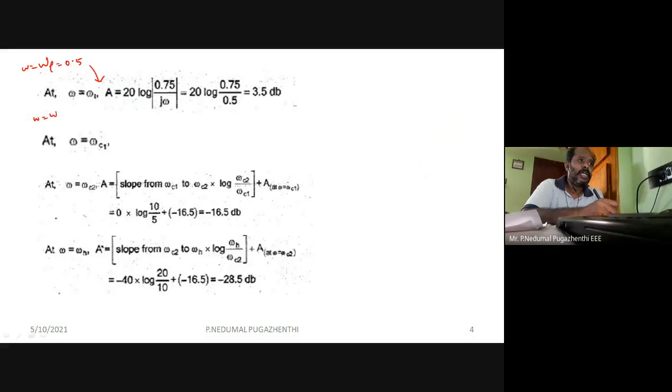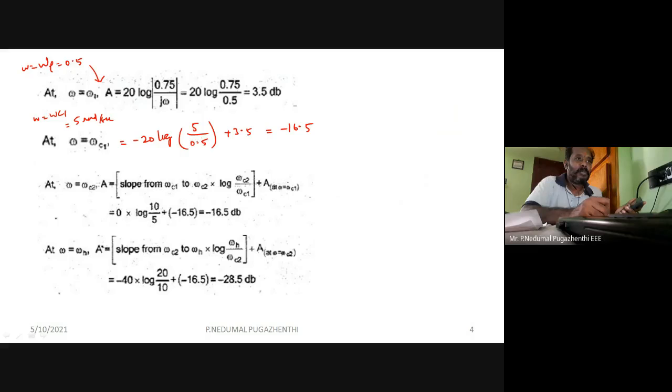The second term is omega equal to omega C1, which is 5 radians per second. So the first slope in the table is minus 20, times log of the present value of omega over the previous value of omega, plus this 3.5 decibels. So 5 divided by 0.5 is 10. Log of 10 is 1, into minus 20, plus 3.5, which is equal to minus 16.5.